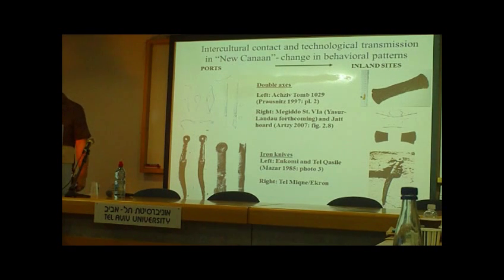Indeed, intercultural contact led to technological transmissions in Neo-Canaan, and there's a change in behavioral patterns. You see two examples. One of them is double axes of bronze that are introduced through, no doubt, port sites, and then they are found inland. Same goes for iron knives with ivory or wooden handles. No doubt a Cypriot manufacture, or likely a Cypriot manufacture with Aegean ancestry.